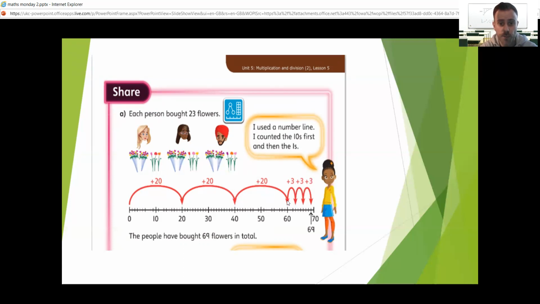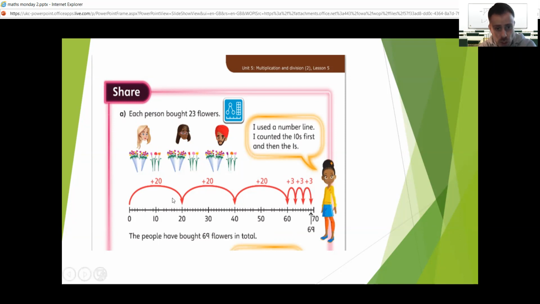So you've got 60, 63, 66, and 69. So the people have bought 69 flowers in total. And the girl here says, I used a number line. I counted the 10s first and then the 1s.